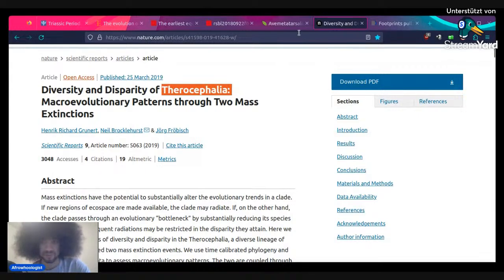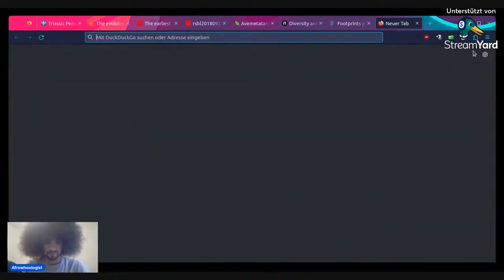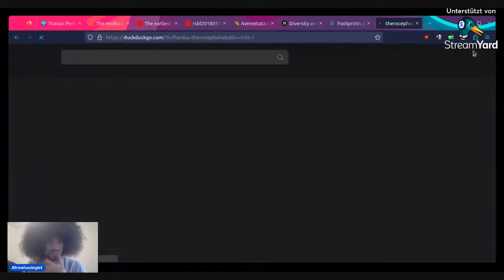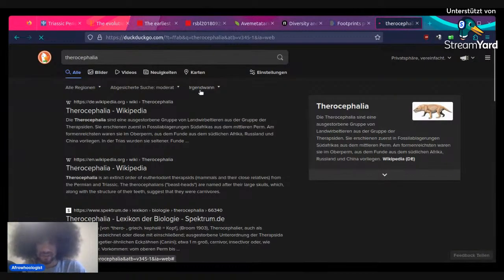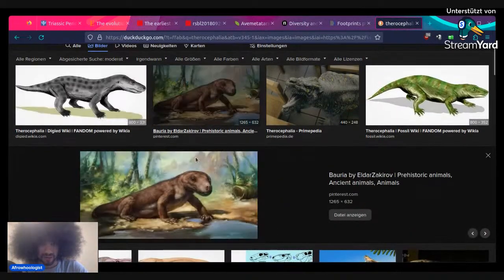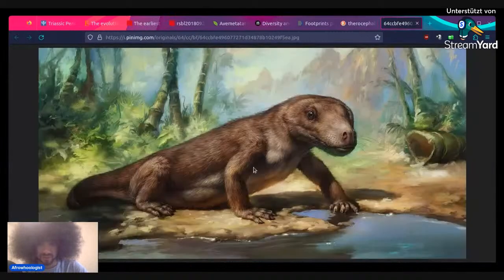So therocephalians, if we look up a therocephalian, they're kind of like the mesopredators. They're kind of like the wolves or coyotes of the Triassic. That's a good picture of a therocephalian right there. So they kind of look like this. They're kind of hairy. They assume that they're hairy. They kind of have some reptile features. They kind of have some mammal features. They kind of really gussy it up in the fan art. But this is a good example of a therocephalian.